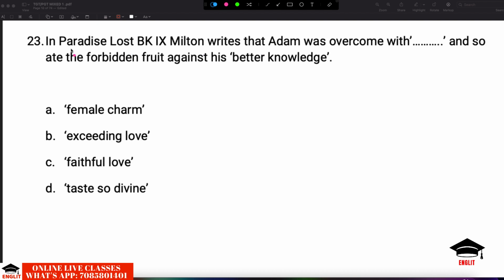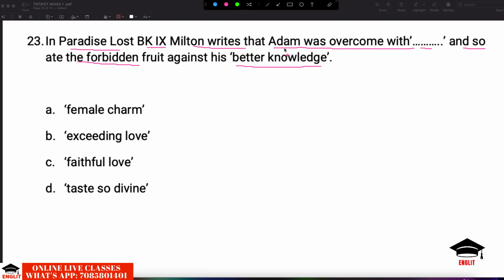Next question. In Paradise Lost, book 9th, Milton writes that Adam was overcome with dash and so ate the forbidden fruit against the better knowledge. So according to Paradise Lost, what was the dominant cause of Adam's fall? Eve ate the fruit of tree of knowledge because she was tempted by Satan. The temptation of Satan was too strong to be resisted by Eve. But what was the main cause of Adam?